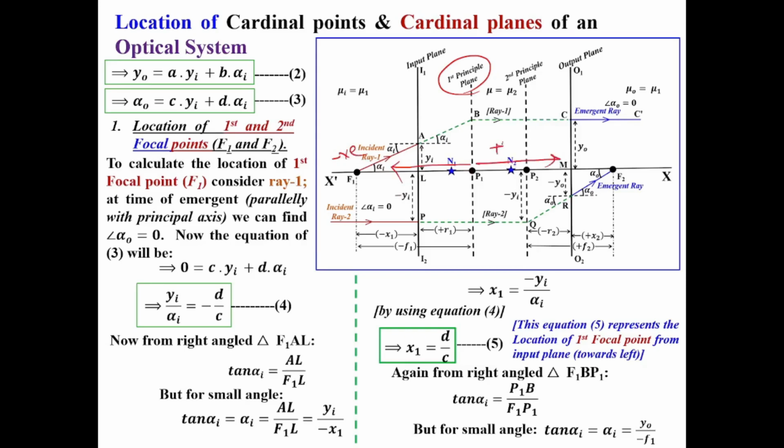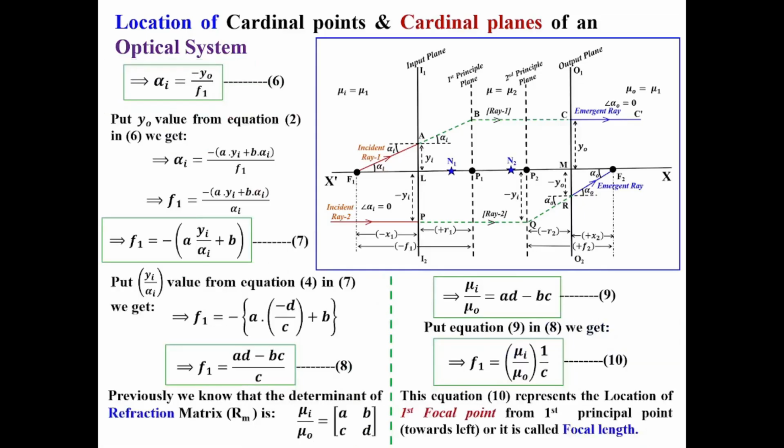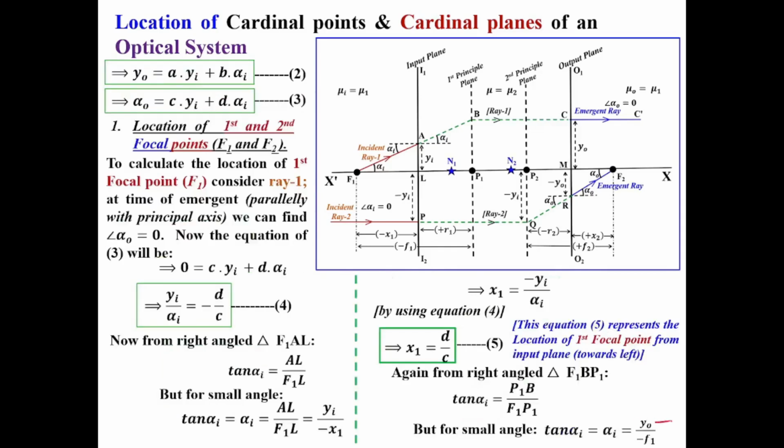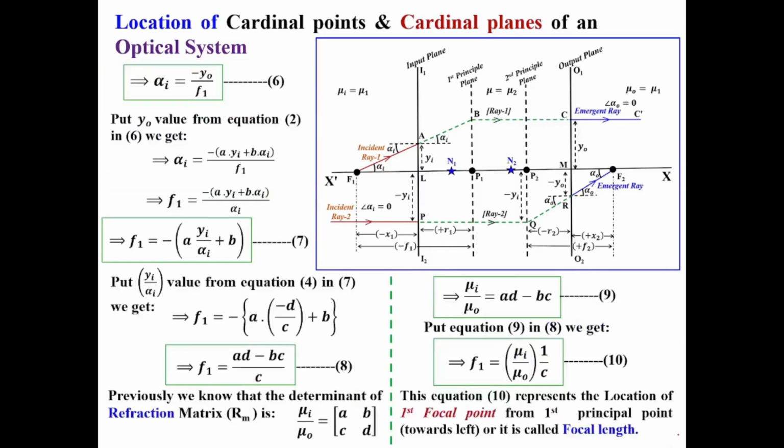Towards right will be the positive value. So here this distance F1 to P1 is your f1. But as we are moving towards left according to sign convention, it will be minus f1. So alpha I we found is yo by minus f1. Same thing I have written: alpha I equal to yo by minus f1. Let this be equation number 6.